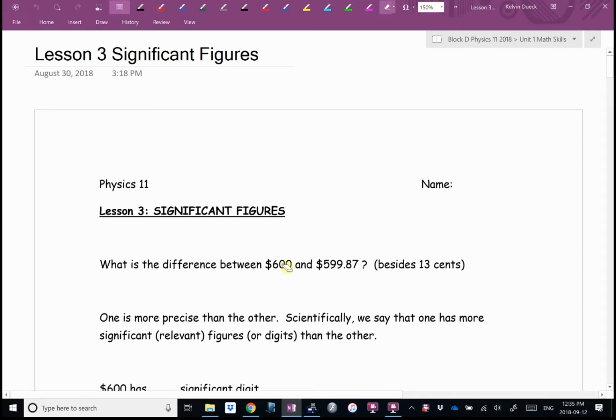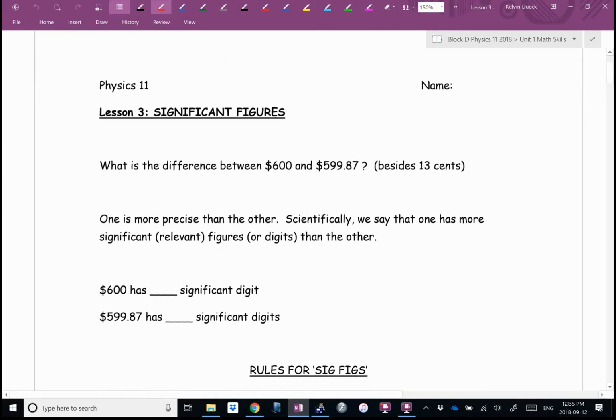In fact, if I see that number there, I'll assume it's probably rounded off. If somebody says it was about $600, as opposed to if somebody says it was about $599.87, I don't think the word about belongs there. I think exactly. One is more precise than the other. In science, we say one has more significant or relevant figures or digits than the other.